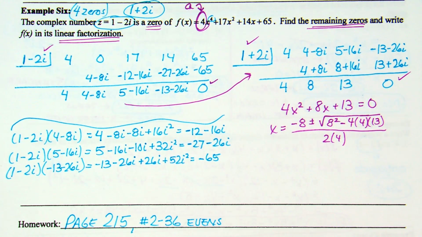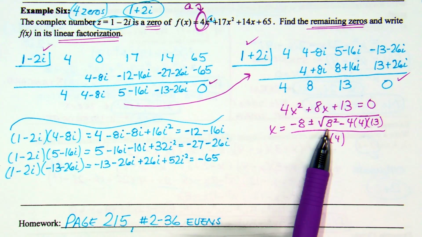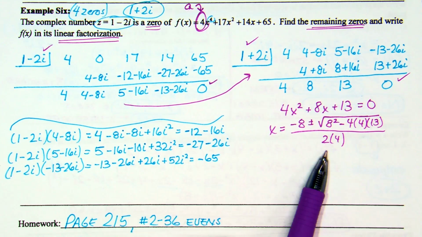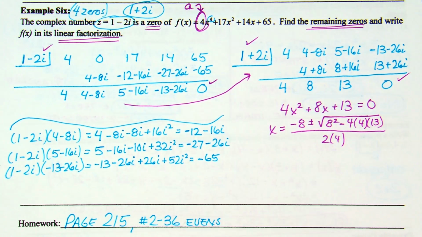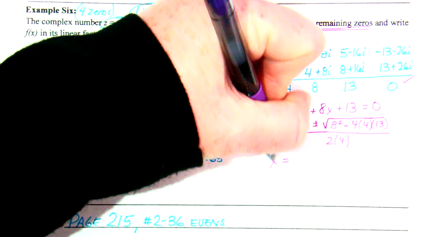Okay, so recap. Negative b, so negative 8, plus or minus square root of b squared minus 4ac. So 8 squared minus 4 times 13, all over 2a, so 2 times 4. That quadratic formula sound familiar? You should know it at this point. Okay, some of you just need to know. Let's do some cleanup and see what happens here.